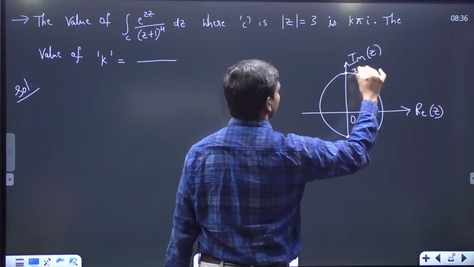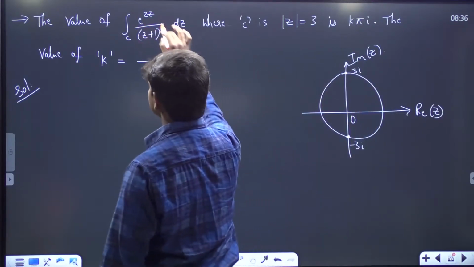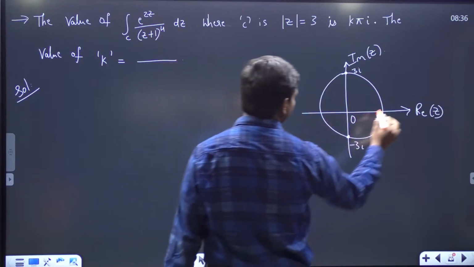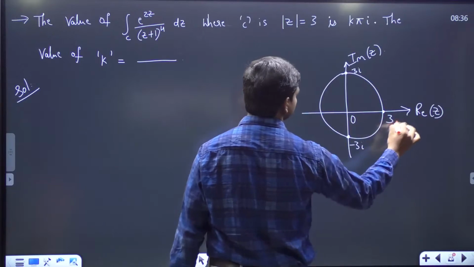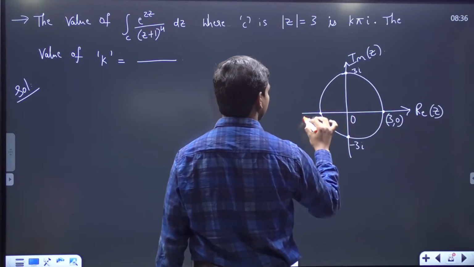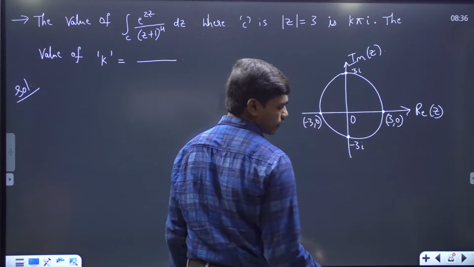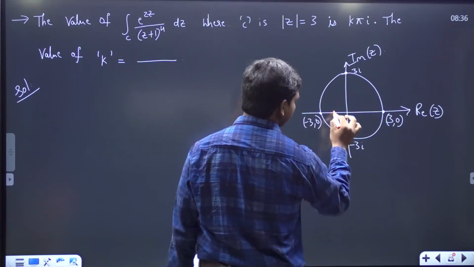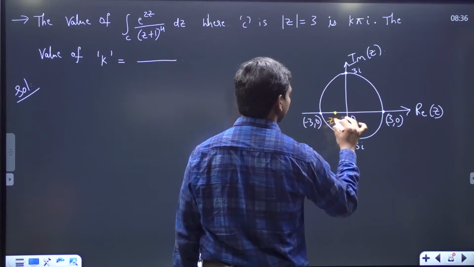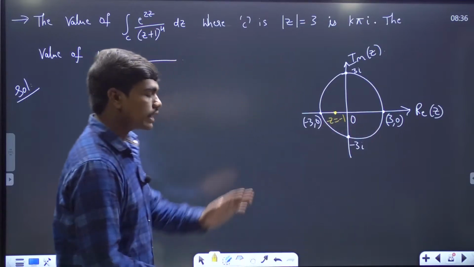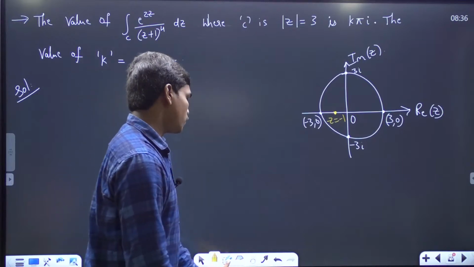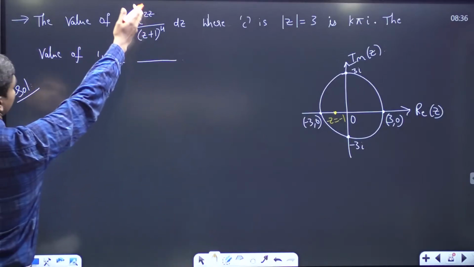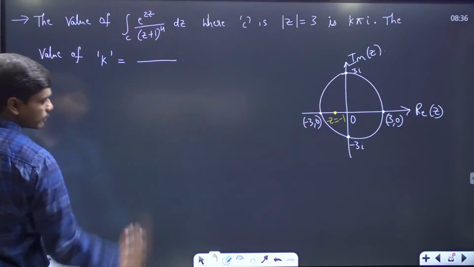Now this function is not analytic at z equal to minus 1 because the denominator goes to 0. If the radius is 3, this point is (3, 0) and this point is (minus 3, 0), and z equal to minus 1 will definitely lie within this. So z equal to minus 1 is the point which is lying inside this path C. Now see here, the function is of the form phi of z divided by (z minus z naught) whole power n plus 1.